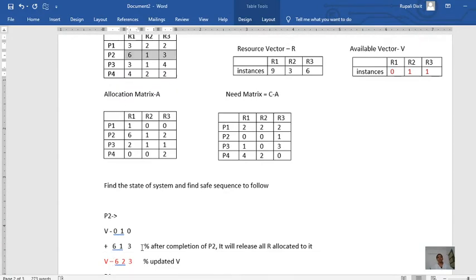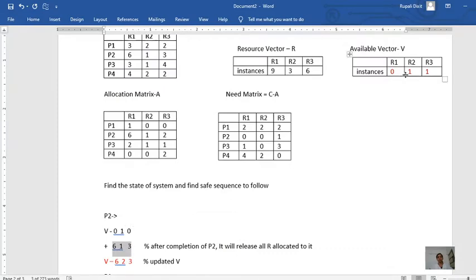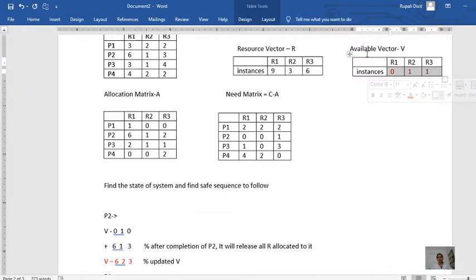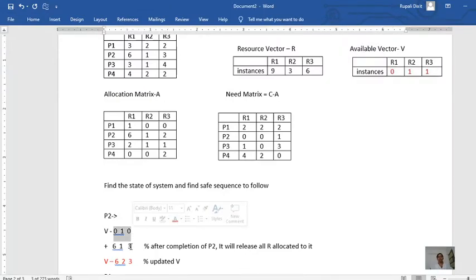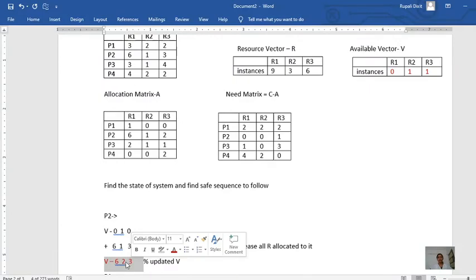Once the resources are released, they will be added into the available vector count. So here, in this available vector, it will be getting added once the execution of P2 is completed. I'll make the addition of these two. This is the updated vector, and I'm going to add 613 of P2 to it, so the updated available vector will be 6, 2 and 3. This is now available with me for the operating system to carry out the next execution.